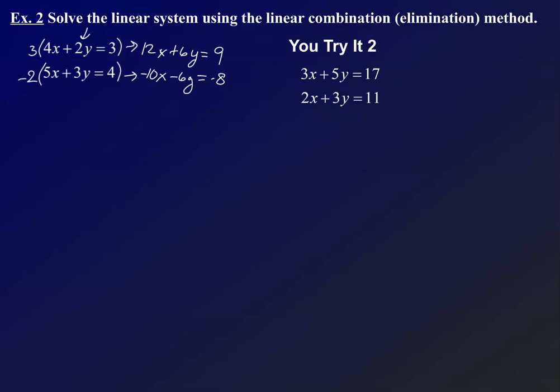And so this time, if we look, the y's are now the same and opposite, so when we add, they're going to cancel out. So that was our first step. Now our second step is to add the two equations together. 12x minus 10x is 2x. The y's cancel. 9 minus 8 is 1. And in solving this, we divide by 2 and we get x equals 1/2.